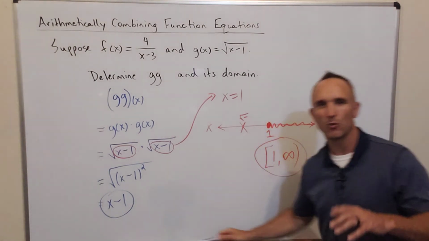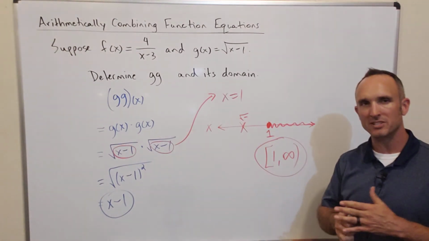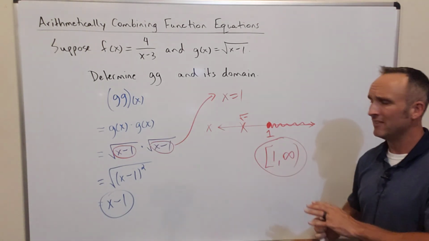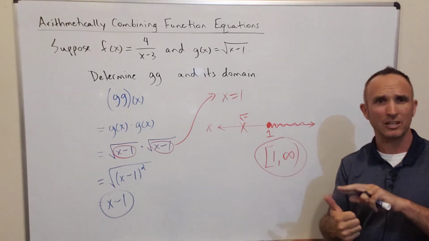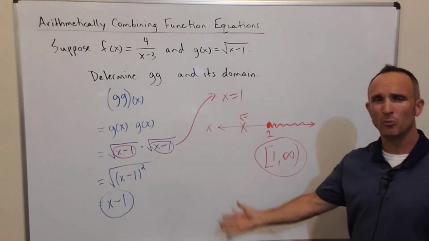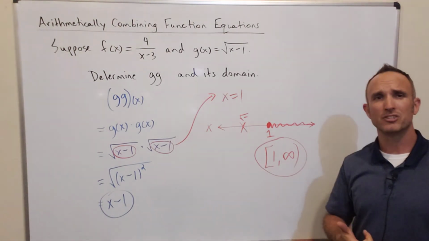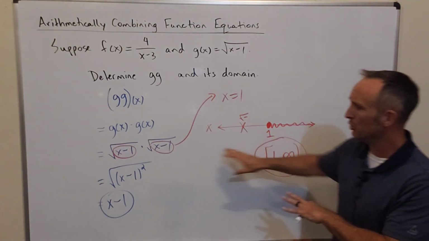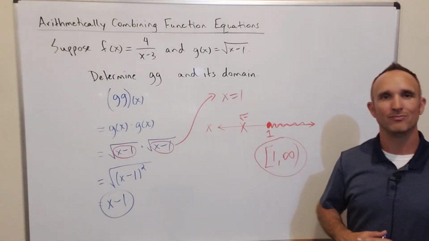All right, so that's kind of a rapid fire of arithmetic of function equations. And it's really not that bad. If you've got a good understanding of basic and intermediate algebra, the simplifying won't be a problem. If you've got a good understanding of domain, the domain won't be a problem as long as you look at the unsimplified version of the function.